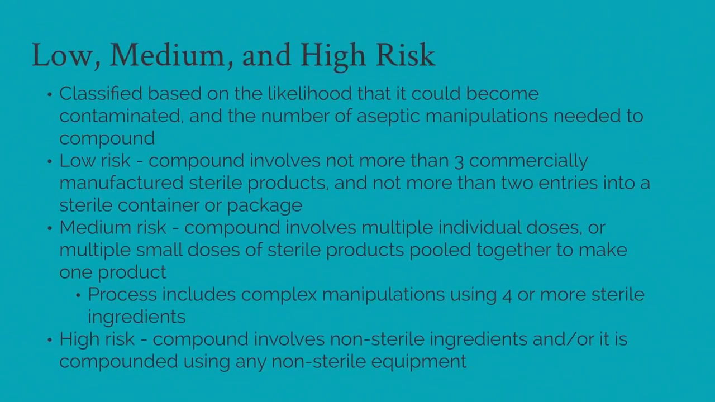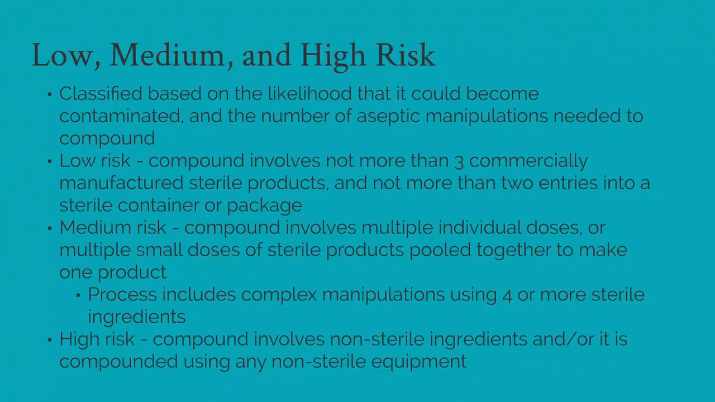So looking at low, medium, and high risk compounds, they're classified based on the likelihood that it could become contaminated and the number of aseptic manipulations needed to compound. So a low risk compound involves not more than 3 commercially manufactured sterile products and not more than 2 entries into a sterile container or package. So you're going to be using less than 3 products and no more than 2 times are you going to stick a needle into a package.